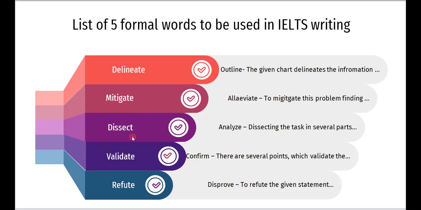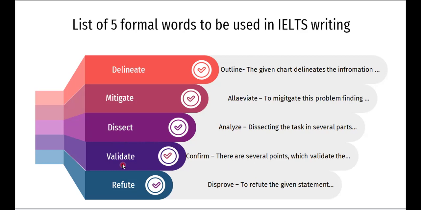The next word, which is on the list from my side, is dissect. That means to analyze. So, dissecting the task into several parts may reduce the problem to another level, or you can say it may give some relaxation to the public if this thing is dissected into several parts and then specifically analyzed. You can use this word especially when you are going to use the word analyze, so you can replace it.